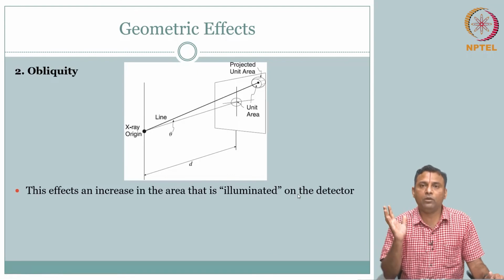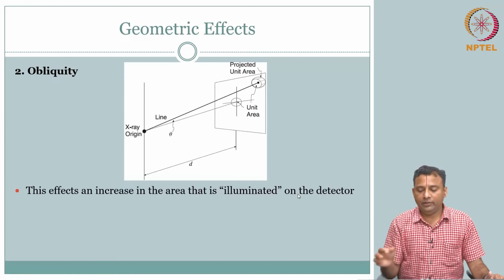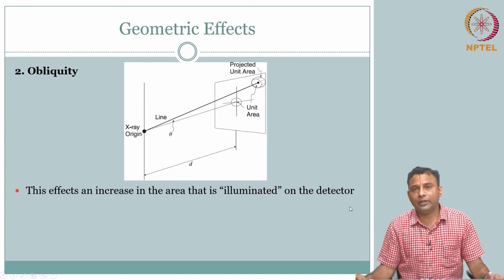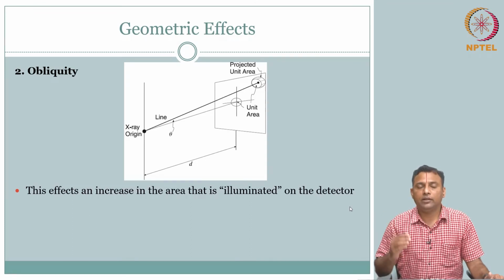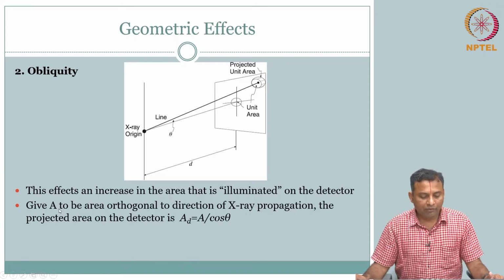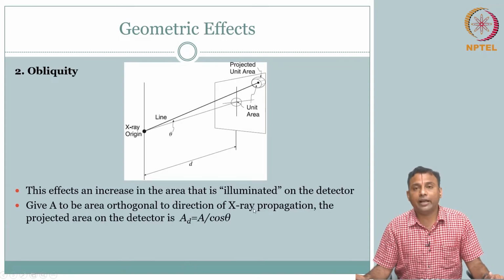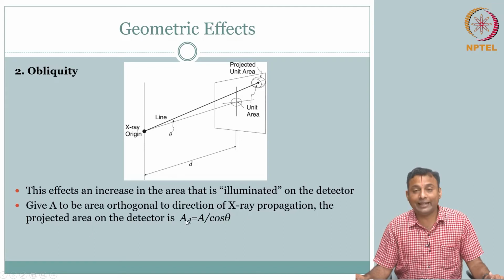So, if there is small obliquity, then you have to understand that the detector is going to get hit in a larger area compared to what it would get hit when it is perpendicular. Okay. So, if you have A to be the area orthogonal to the direction of X-ray projection, the projected area on the detector is going to be A by cos theta.